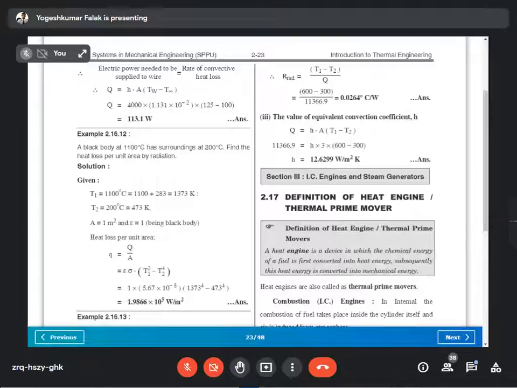ओके सर. और सर सिग्मा की वैल्यू हमको दी रहेंगी या तो याद रखना पड़ेगा? It is provided in a problem statement. The value of sigma is given, or otherwise you can remember it, 5.67 into 10 to the power minus 8. But generally it is given. Generally, mostly 99.99% it is given in a problem statement. Okay, sir. Anything else?